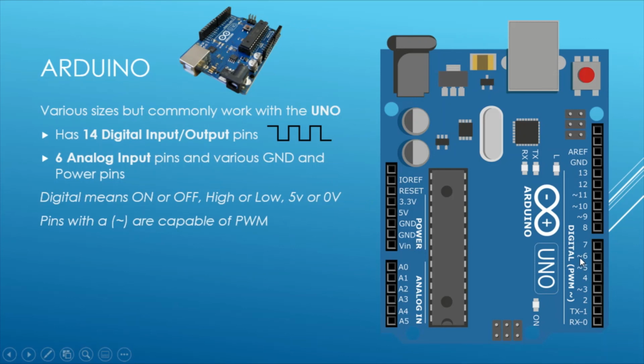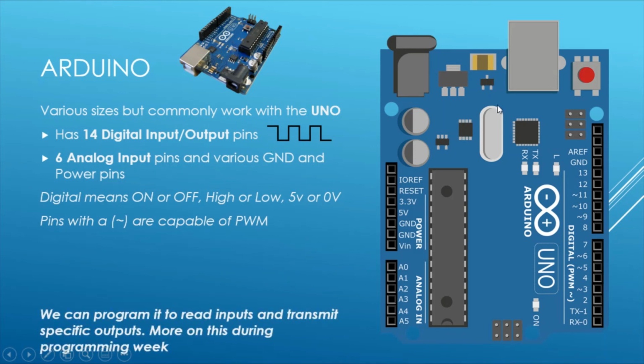Pins with these little squiggly lines here are select pins that are also capable of pulse width modulation, which is what we were talking about before, where we can vary the time of these on pulses to emit a voltage which is not just 5 volts or 0 volts, but somewhere in between. Essentially what we do is we program this, so we control and tell it what to do, to read inputs and transmit specific outputs. Okay, there'll be more of this during the following weeks, and this will make a lot more sense.